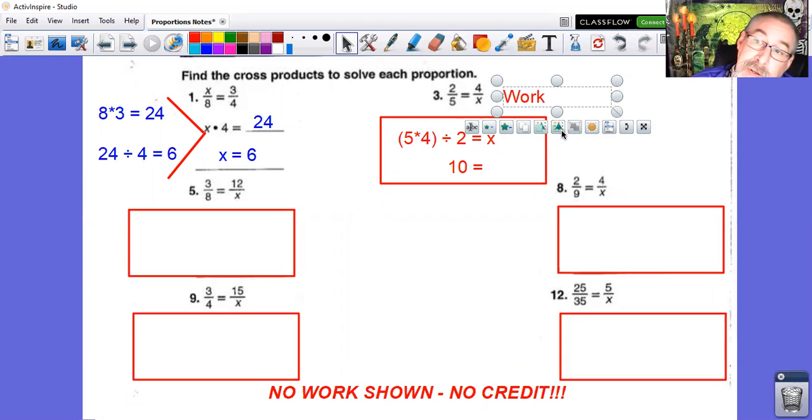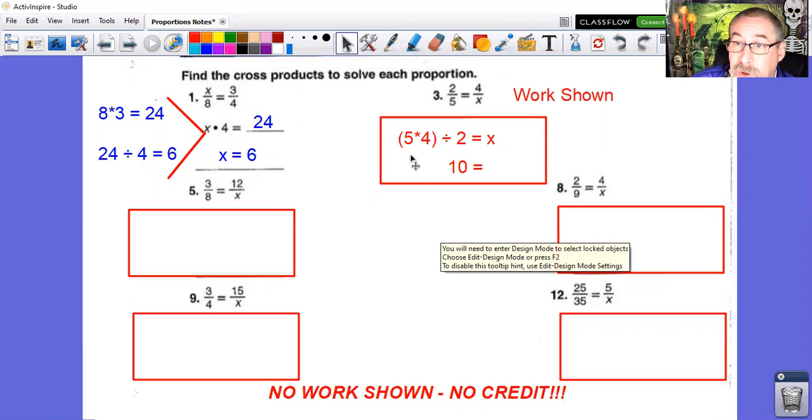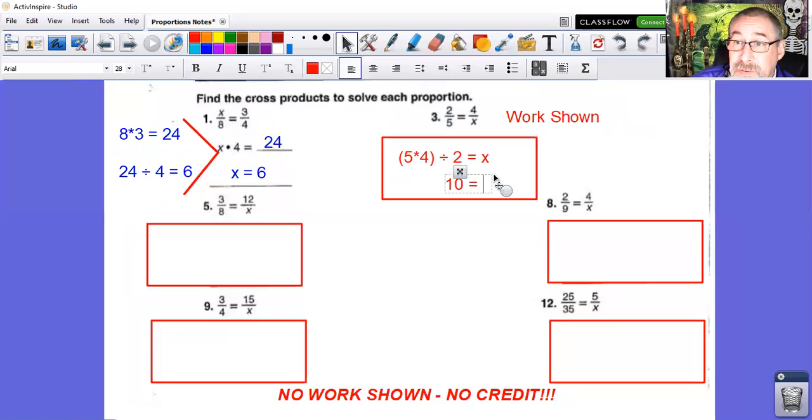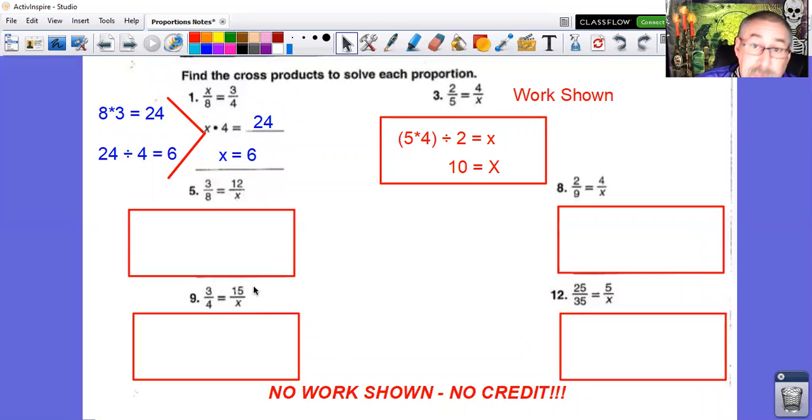So that's how you're going to show me your work for these. You're going to show me the cross multiplication and division. You can do that all in one line, or you can do it as this, and then give me my answer. So you've got 4 problems here that you need to do on your own. You have to do these problems to get your credit.